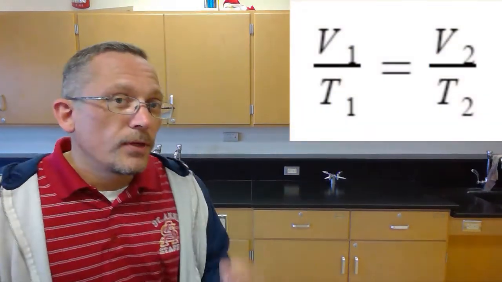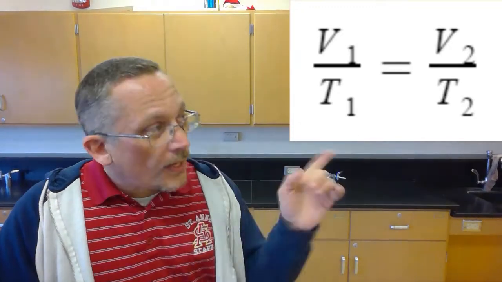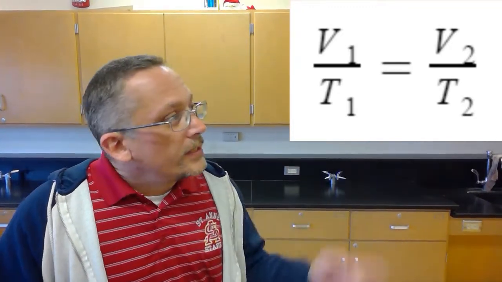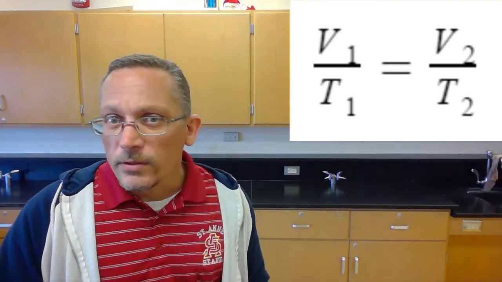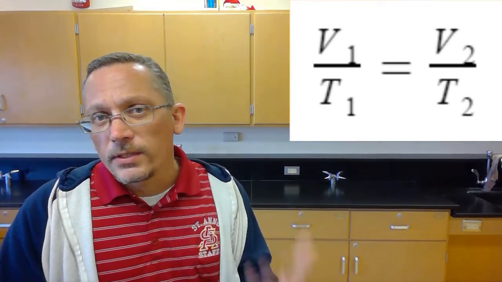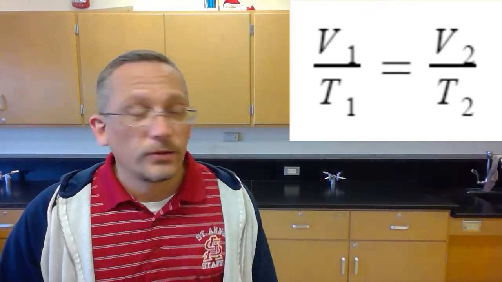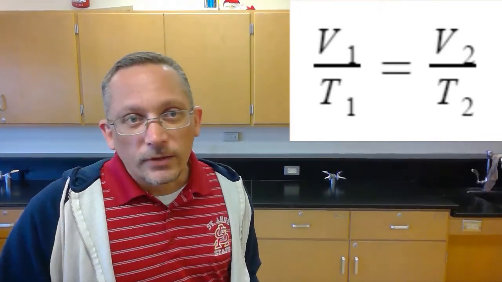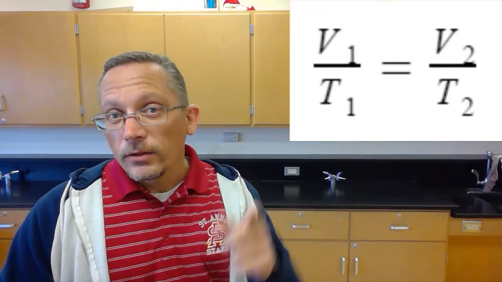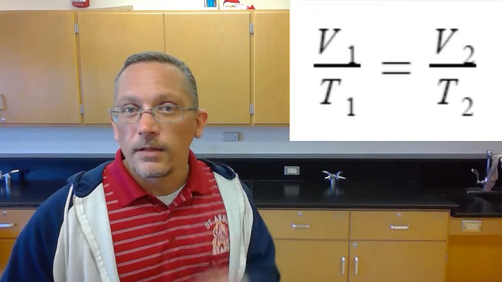And this is Charles' law. Usually we write it like this: V1 over T1 equals V2 over T2. The V's, of course, are for volume. The T's, of course, are for temperature. And the ones and the twos, just like last time with Boyle's law, refer to the state of the gas before it changed or the state of the gas after it changed. So V1 over T1 equals V2 over T2, Charles' law. Let's take a look at some problems involving Charles' law and see if we can solve them.